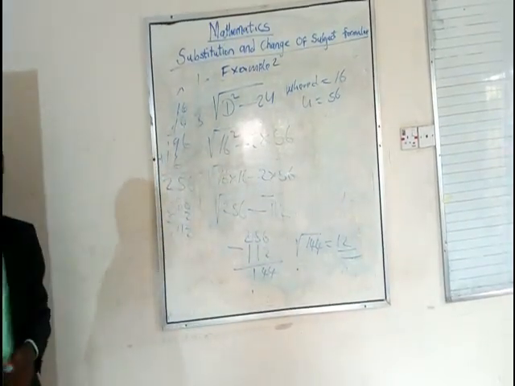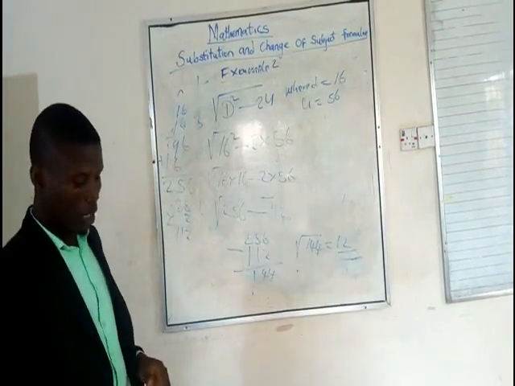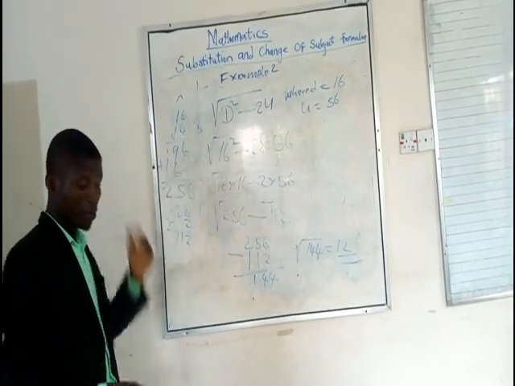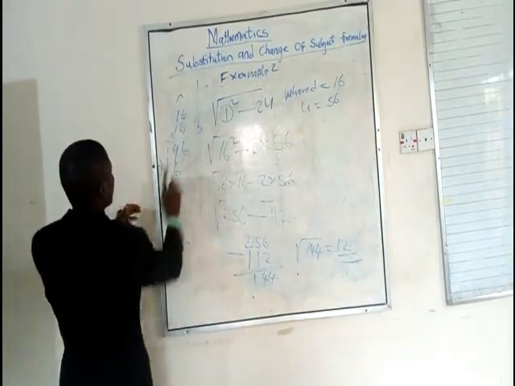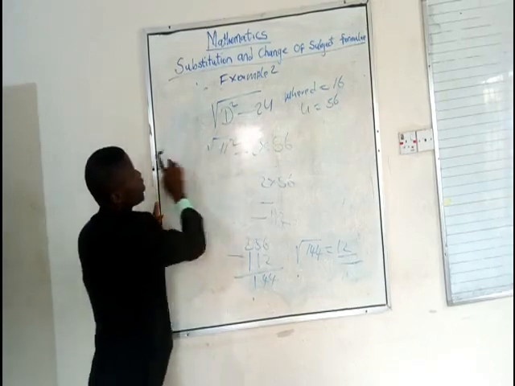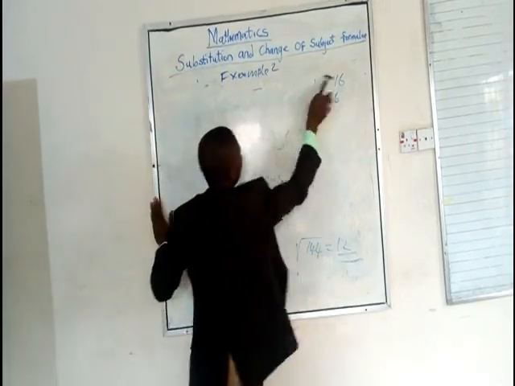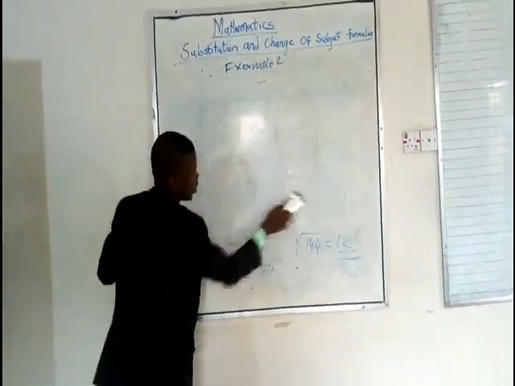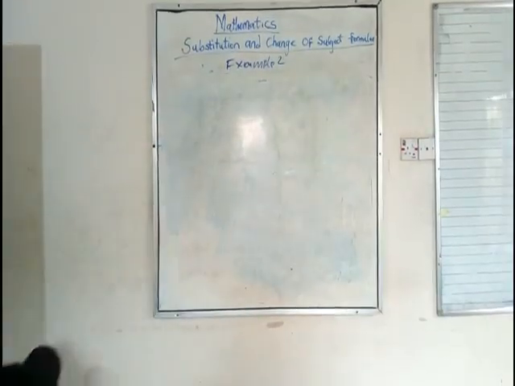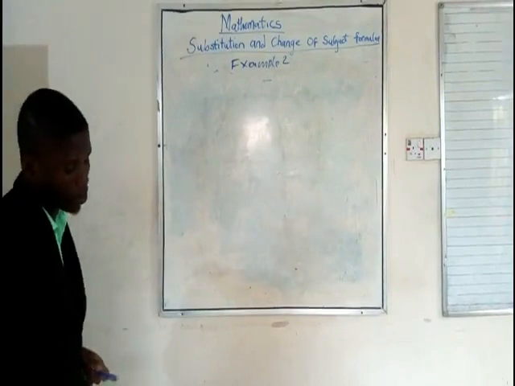That's the final answer. Then let's go to change of subject formula. Let's check the example. Previously I explained the meaning of subject of a formula. Let's go to change of subject formula. Let's check our landlord and our landladies.